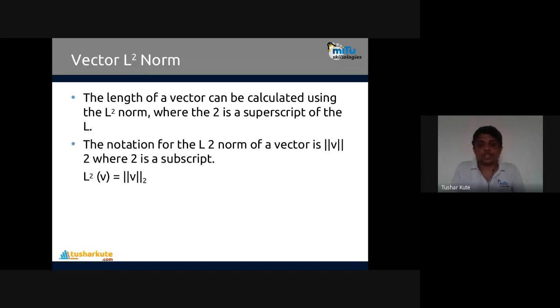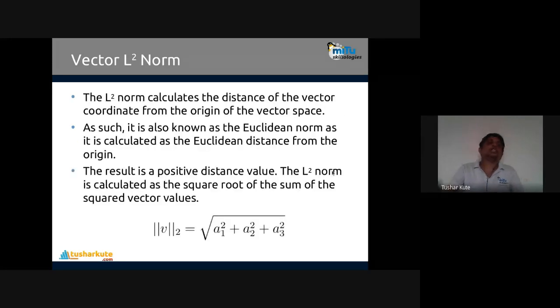L2 of V is equal to, okay, so V is in double standing lines, and in the subscript we are mentioning 2 over there. See that this is the L2 norm notation. So the L2 norm calculates the distance of the vector coordinate from the origin of the vector space. As such, it's known as the Euclidean norm, which calculates the Euclidean distance from the origin.